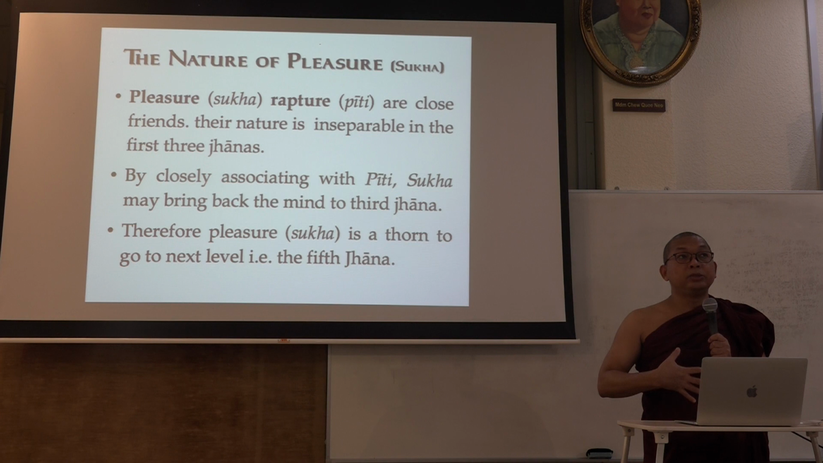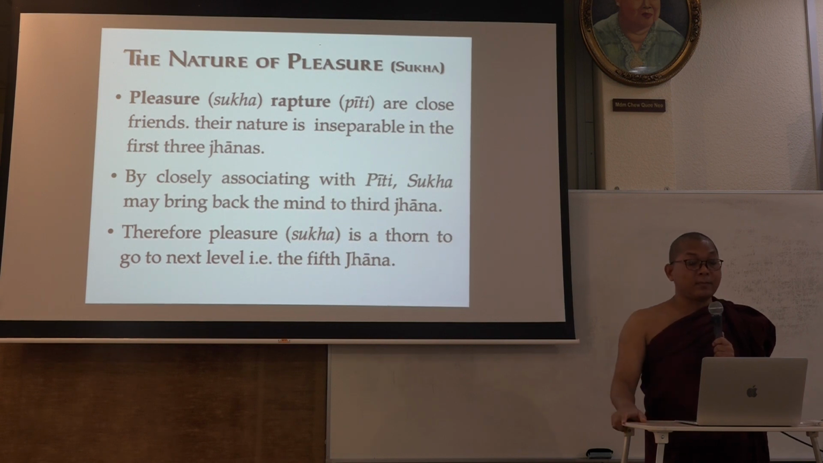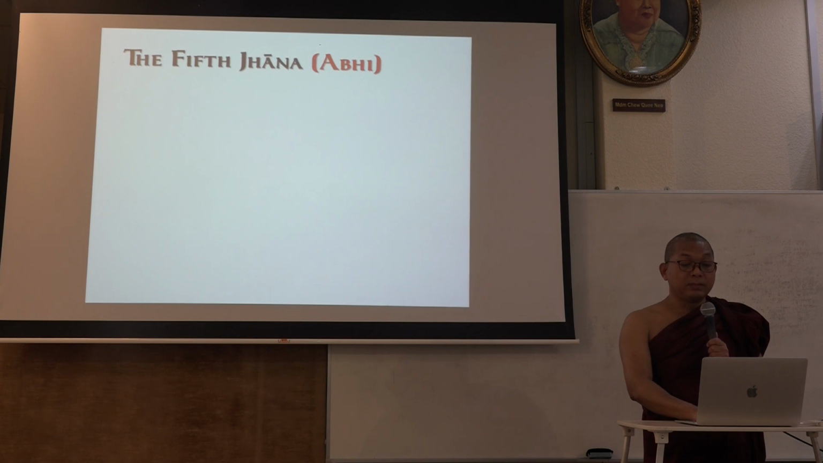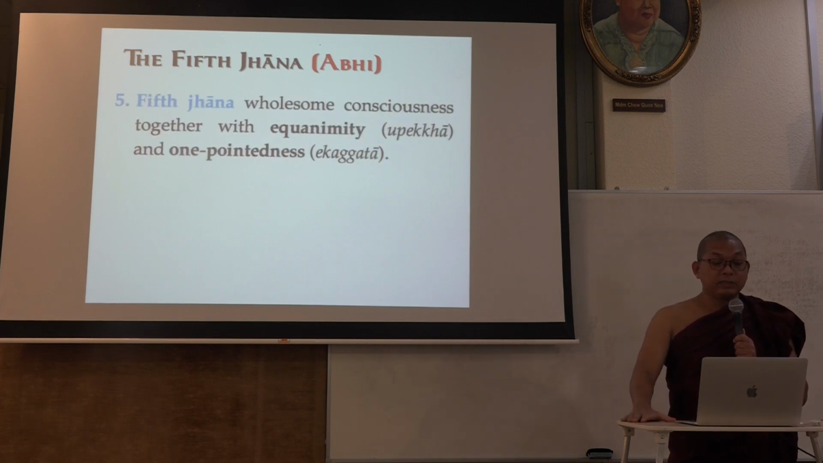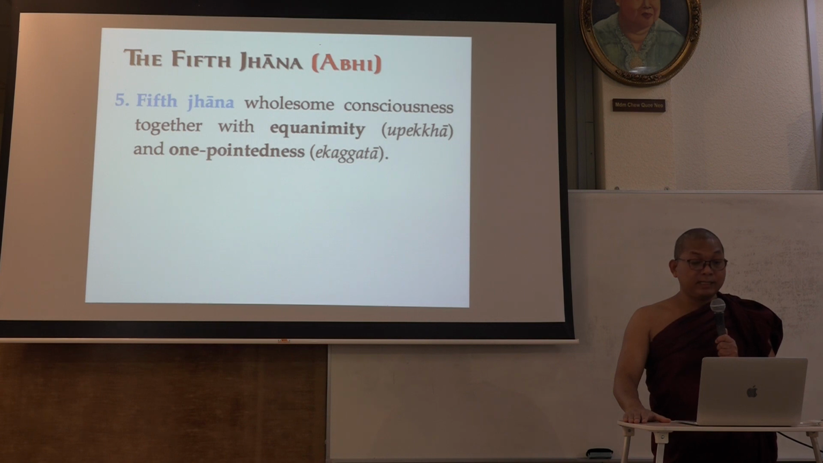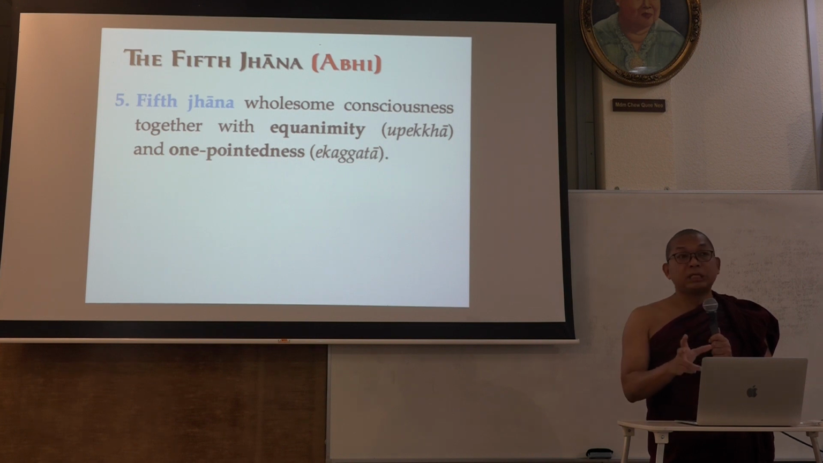The nature is you have to overcome the gross jhana factors, right? If you want to go to the next level. So here the Buddha said that pleasure is a turn to go to the next level. That means the fifth jhana. So today we'll talk about the fifth jhana in the Abhidhamma model and the fourth jhana in the Sutta model, right? The fifth jhana, wholesome consciousness, together with equanimity and one-pointedness. As I said earlier, equanimity makes you more stable, more tranquil, more serene, right? The more stillness you have in your mind, the more clearly you see the nature of mind and matter.